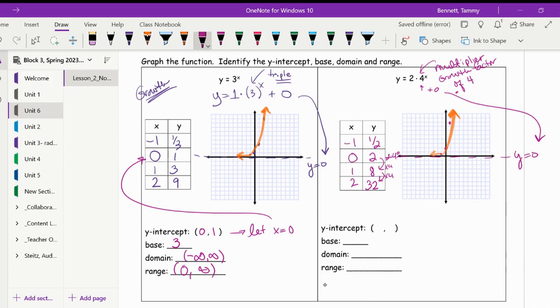What is my y-intercept? It's when I let x equal 0, so I can see that's at (0, 2). My base is 4, or the multiplier. My domain on these will always be all real. And my range on this one is 0 to infinity.